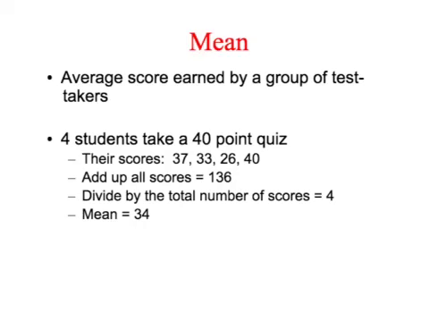So the mean is the average score that's earned by a group of test takers. Imagine that you have 4 students and they take a 40-point quiz. You get their scores, which you can see lined up here. You add them all up, you divide by the total number of scores, and you get the average, or the mean, which is 34.